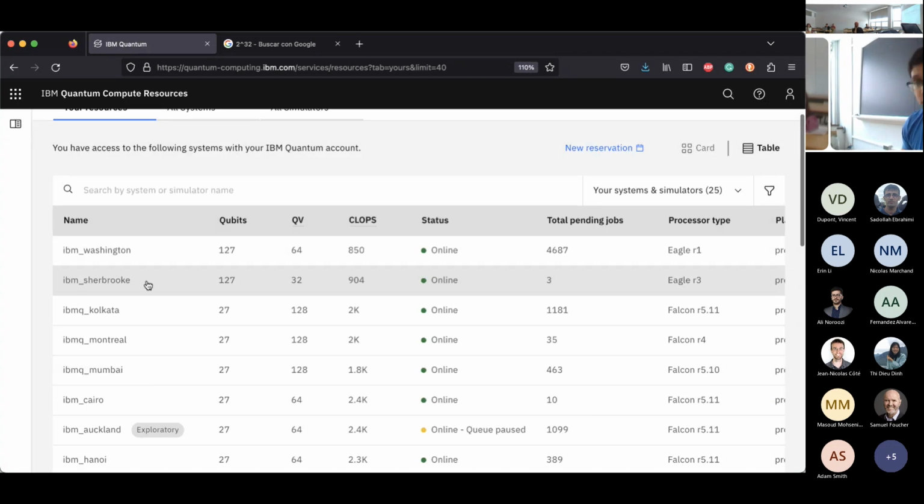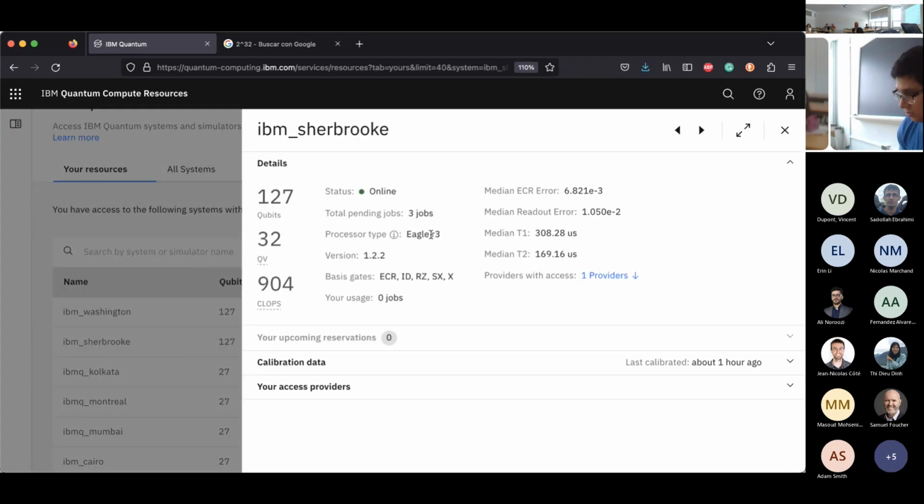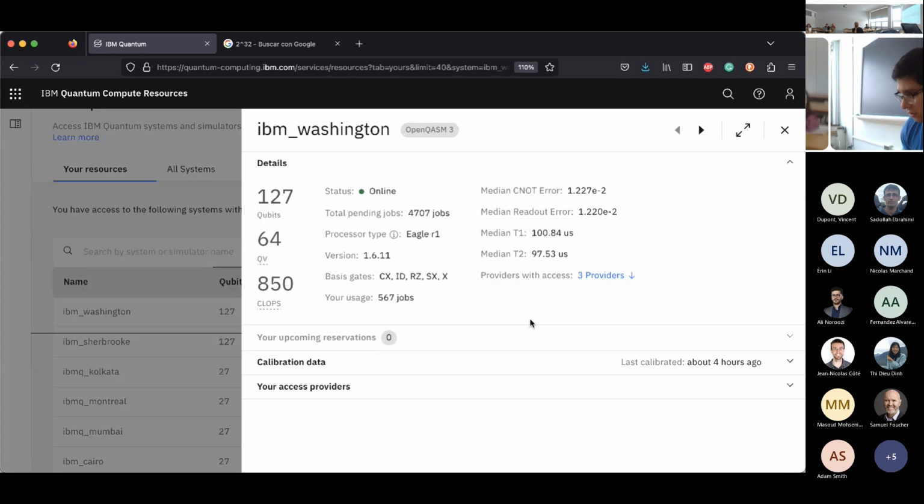Apparently, IBM Sherbrooke is good. Oh yeah, I have access to it, but not privileged access. So I might want to use it. Now here you have the coherence time, so T1 and T2. Now this one is 300. That's good. Let's go for Washington. This one is just 100.